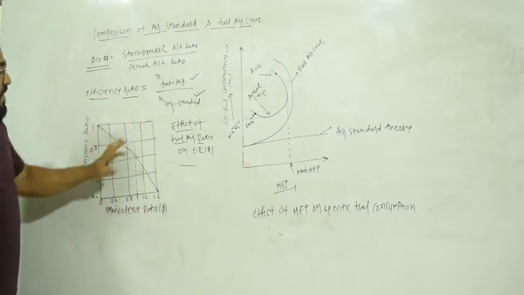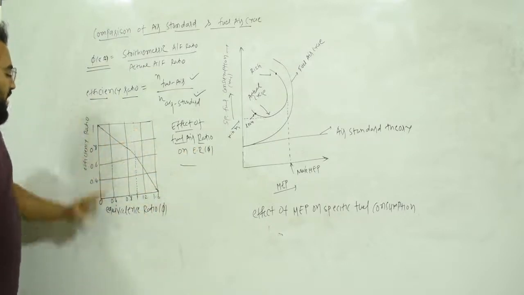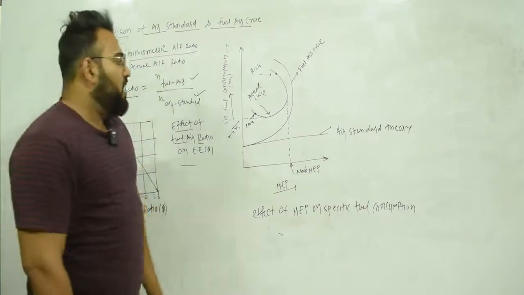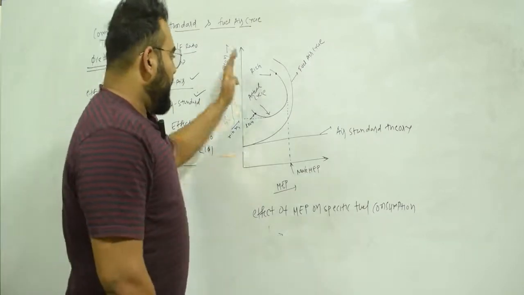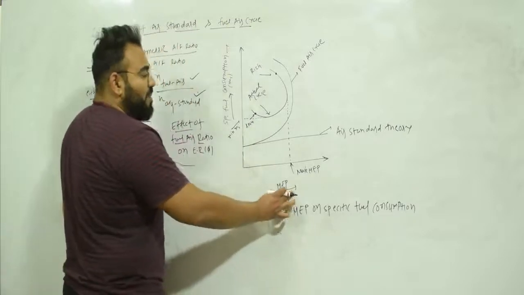So this is just the effect of fuel air ratio on the equivalence ratio. So this is what we have seen over here. Now let's go to the second graph. So here you can see that there is one graph over here. On the x-axis you have the mean effective pressure, so I have written MEP over here.